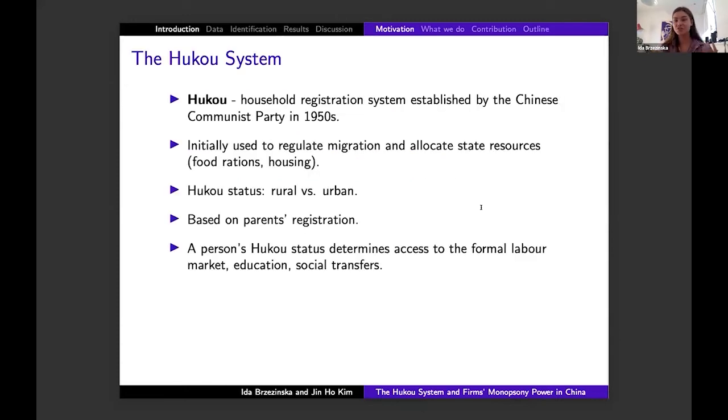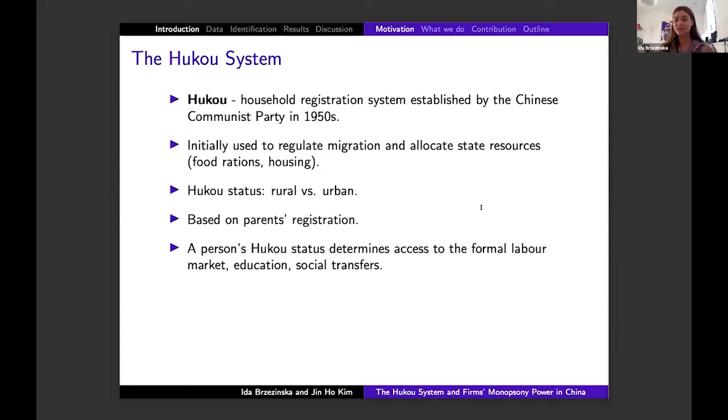So just to give you a bit of context on what the Hukou system is and why it matters for labor market outcomes, it's basically a registration system established by the Communist Party back in the 50s, so quite an old piece of legislation. Its original function was to regulate or completely restrict migration, as well as allocate state resources. This is all planned economy times, so the state is assigning food rations and housing.